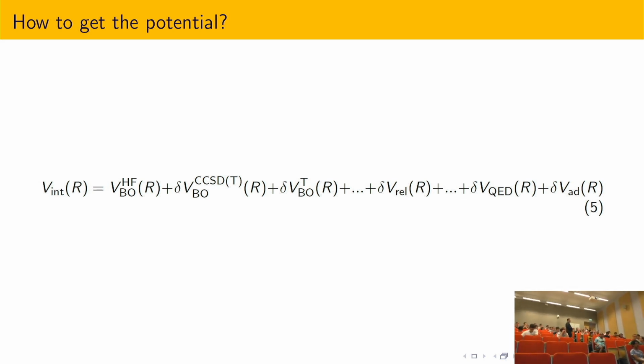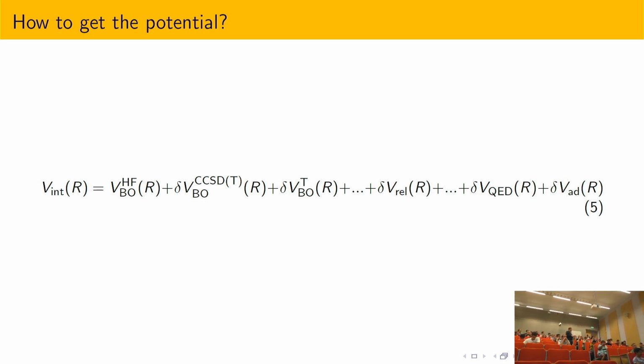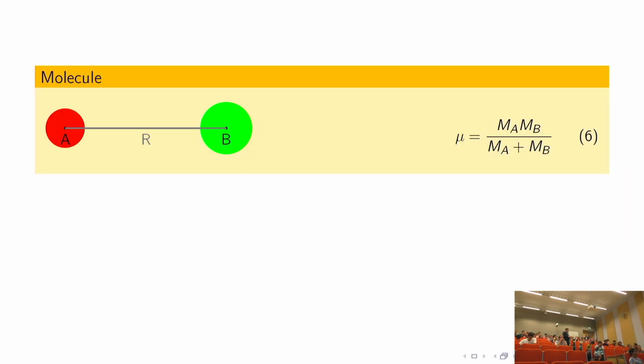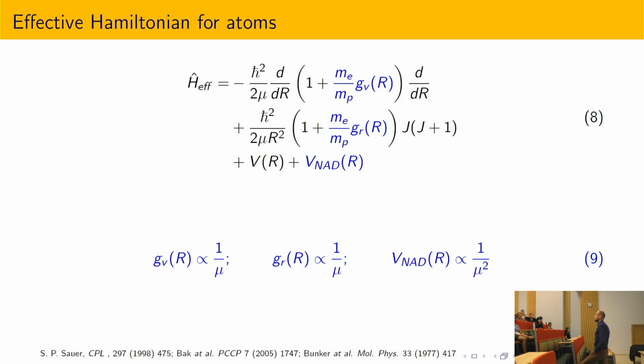For the non-adiabatic effects that you were showing at the end, you're saying it scales as 1 over mu, or 1 over mu squared. Does this mean it's actually less important for the heavier ones? The magnitude of these terms becomes smaller, but also the sensitivity of the scattering length to these. In principle, for heavier elements, it should be less sensitive.